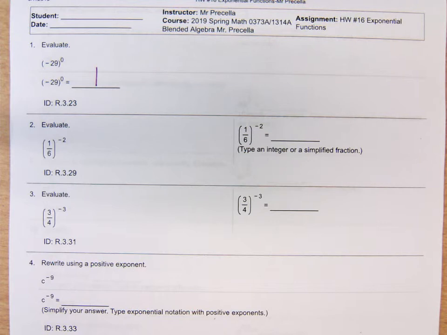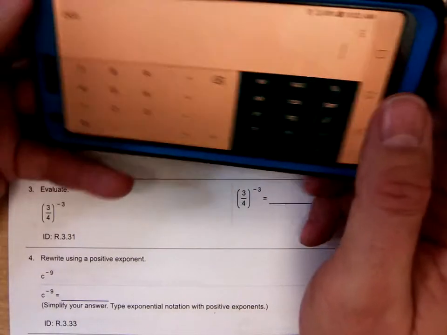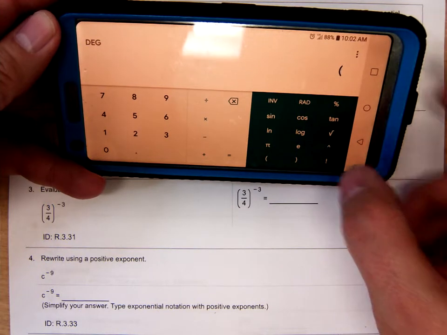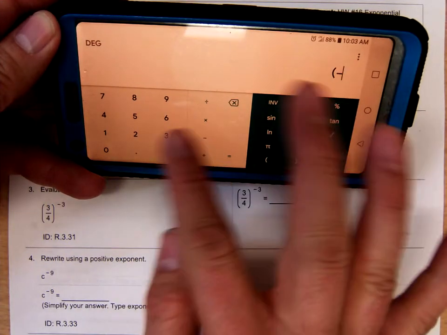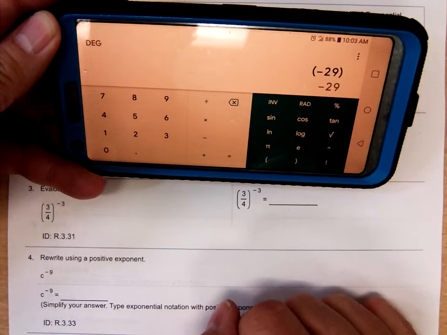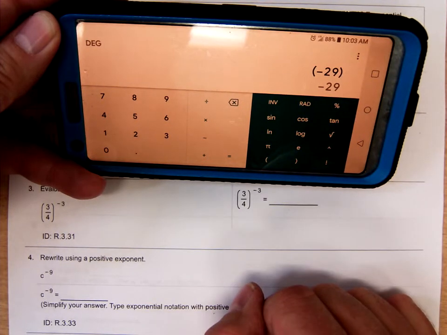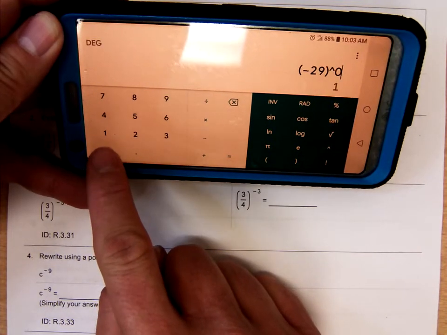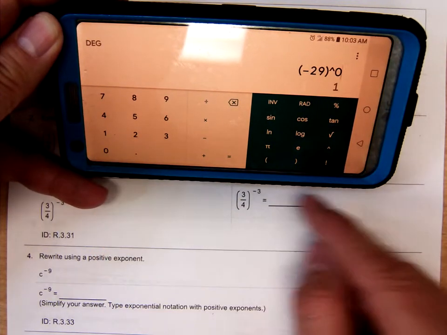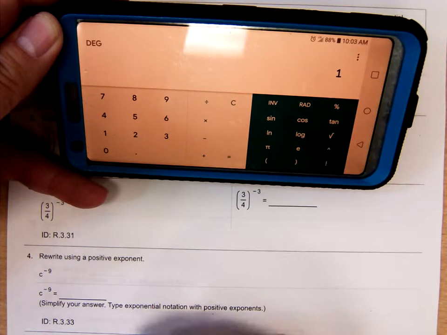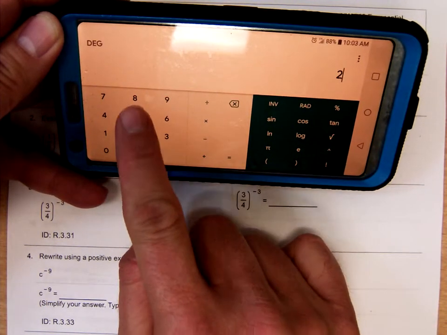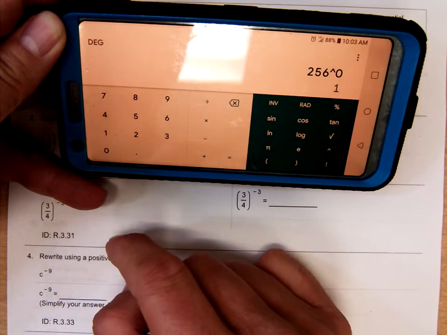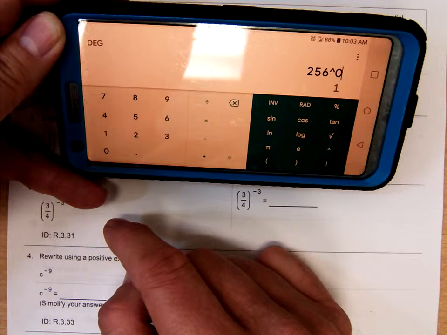Sometimes students don't really believe it unless they see it in a calculator. Let me see, if I go parentheses, negative 29 raised to the zero power. This is the little exponent key. 0, there it is, 1, right? Anything to the zero power. 256 raised to the zero power is not 0, it's 1, okay?